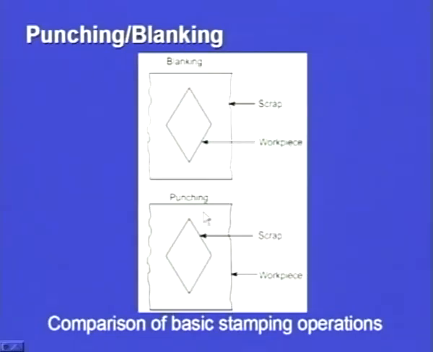So what is the difference between punching and blanking? The diagrams easily make it clear. In blanking, the workpiece is this, and in punching, the workpiece is this. So in punching, we are punching off some of the material from the basic sheet metal. In blanking, the leftover portion is this, and whatever we are shearing off will be used as the final product. So this is the final product in case of the blanking operation, and this outside portion is the final product in case of the punching operation.